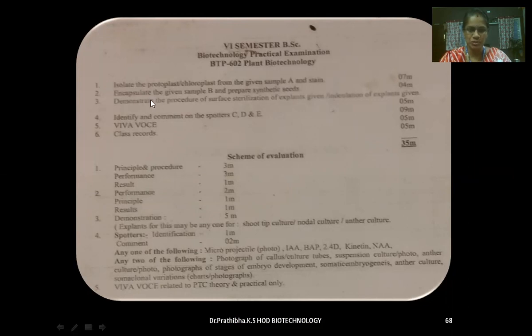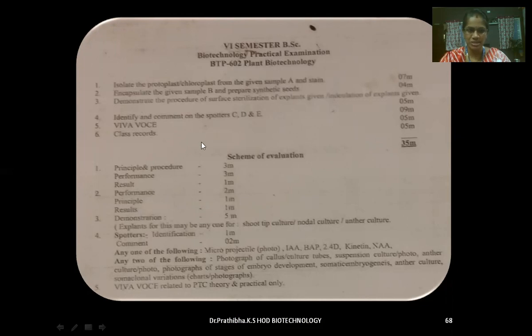Second question and today's experiment, encapsulate the given sample B and prepare synthetic seeds. This carries 4 marks. Question number 3, demonstrate the procedure of surface sterilization of explants given or inoculation of explants given. Okay, this carries 5 marks. So question number 2, performance, that is preparation of synthetic seeds, performance 2 marks, principle 1 mark, result 1 mark.